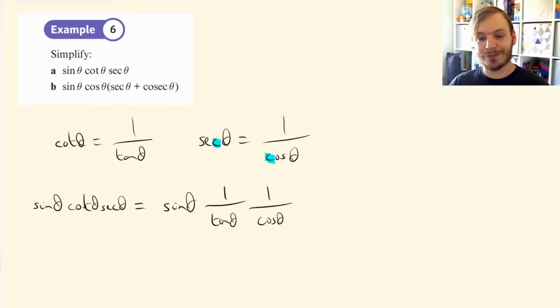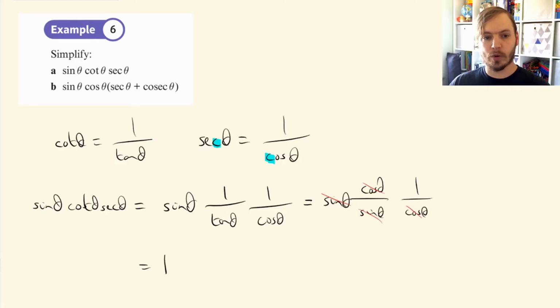And we've got one other thing we can say. Tan theta is sine theta over cos theta. So the reciprocal of that means we have sine theta and then cos theta over sine theta and 1 over cos theta. And you can now see that the sine thetas cancel and the cos thetas cancel, and actually this is just worth exactly 1. Sine theta, cot theta, sec theta is equal to 1. There's nothing complicated here. We just need to plug in and apply all of those rules that we have.